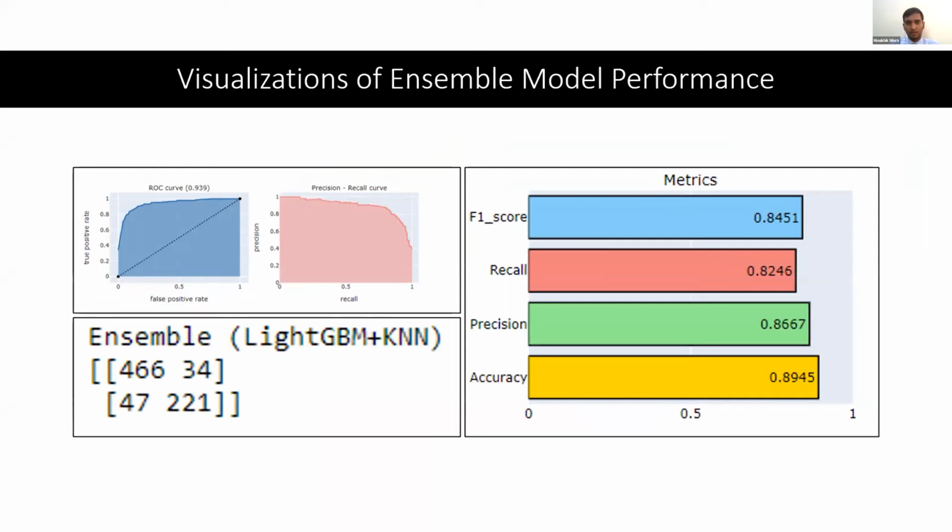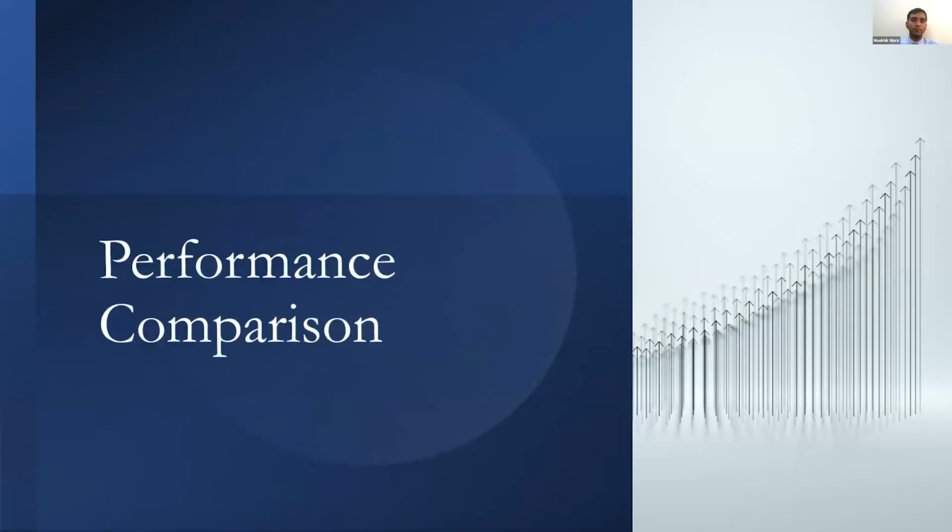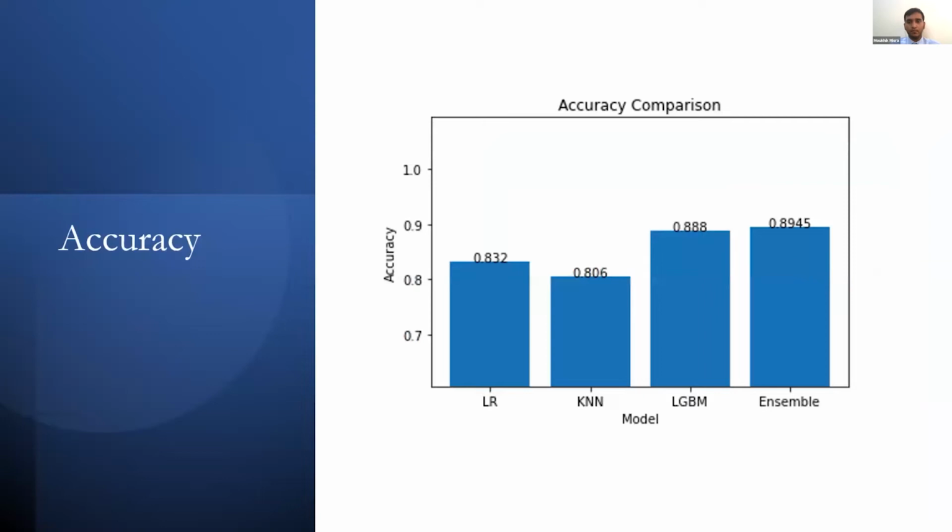This is the standard visualization for our bar graphs and for all the results that we've obtained. So you have a confusion matrix, you have your ROC curves, you have your PR curve, and you have standard metrics which you can obtain from the confusion matrix. Next, I'll move on to performance comparison.